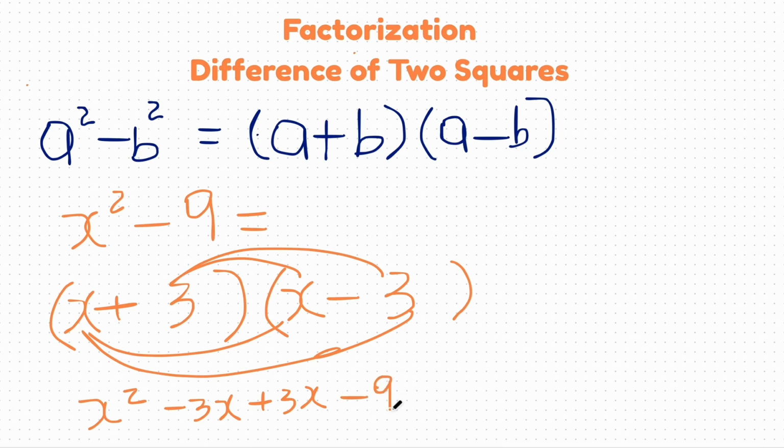When we look at this, what do we realize? That these cancel: negative 3x plus 3x. And our answer is x squared minus 9, which is our original algebraic expression that we were given to factorize. So we know that our answer up here is indeed correct. Let's move on to another example.